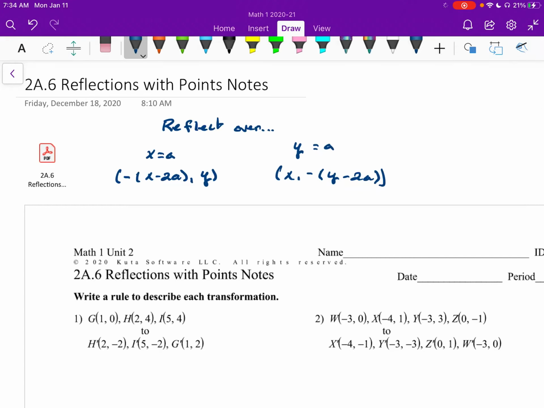Okay, 5A.6, reflections with points. Now for this section, it will be beneficial to have a formula for the vertical and the horizontal lines that we have, right? We wrote formulas down for y equals x and y equals negative x, but I did not give you a formula for x equals a or y equals a, like the line x equals 5, that vertical line. So it would be a good idea to go ahead and write those two formulas down, and I'll show you how to use them in a second.